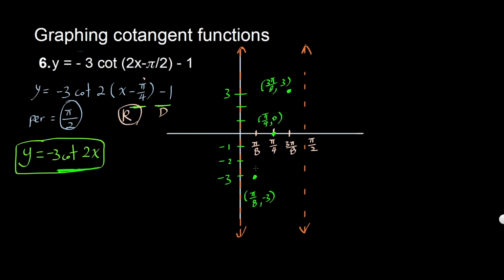Now all these green points and the asymptote will get moved right 2 units. So let's have 1, 2 units. You know what? I'm just going to graph all the way. So pi over 8, 2 pi over 8, which is pi over 4, 3 pi over 8, 4 pi over 8, that's 5 pi over 8. That's 6 pi over 8, which gets reduced to 3 pi over 4. So I'm going to write 3 pi over 4 now.